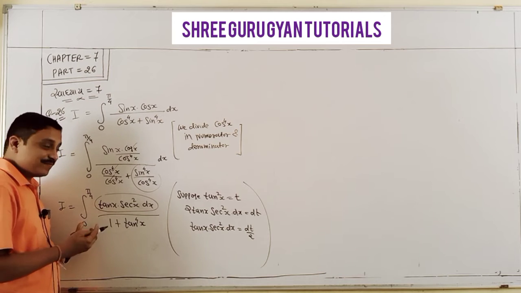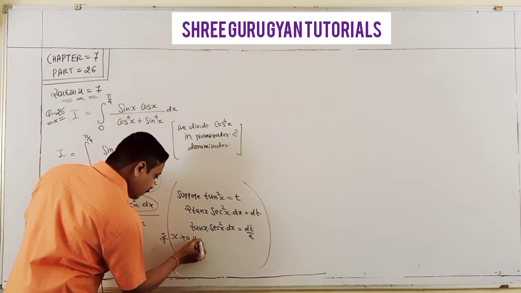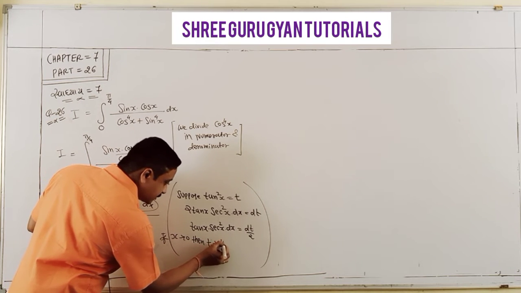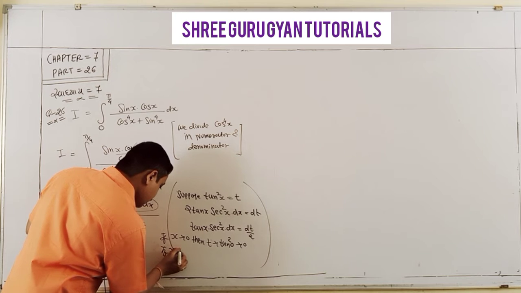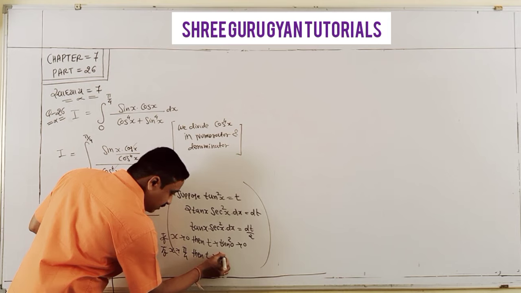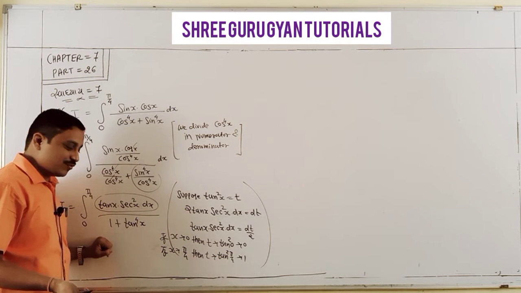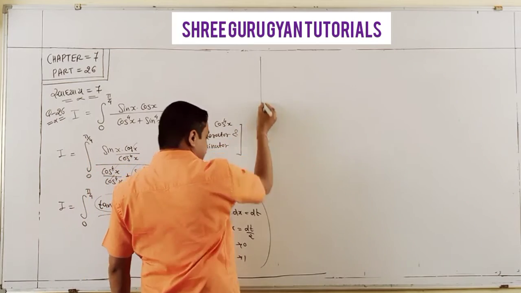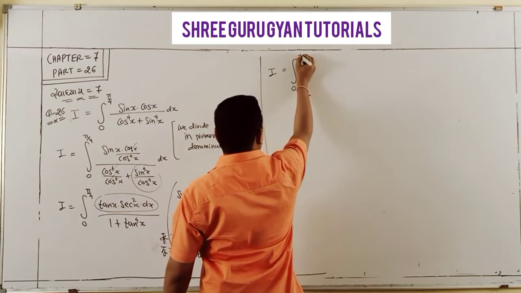Limit: if x tends to 0, t tends to tan square 0, and tan 0 is 0. If x tends to pi by 4, t tends to tan square pi by 4, and tan 45 is what? 1 square means 1. So when x is 0, t is 0, and when x is 45, t is 1.